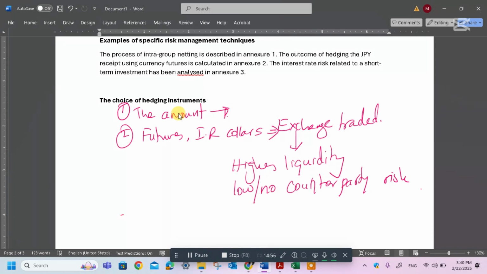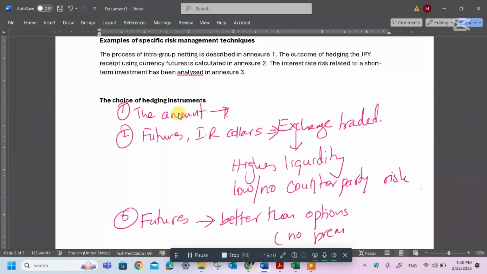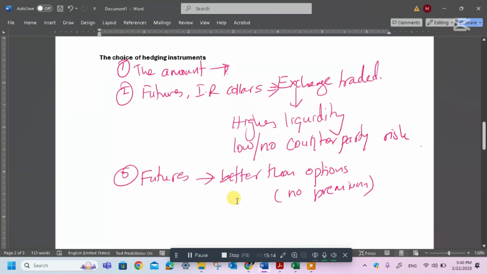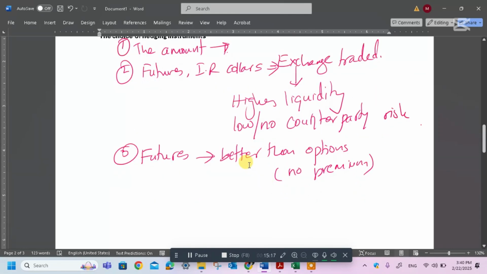Also, now going specifically, futures, it's better than options. Why? No premium. I'm just considering the exchange traded options only. I'm not considering the other contracts, forward contracts and all, because looking at the exchange traded other instruments, futures is good because it doesn't have premium. Options have premium.